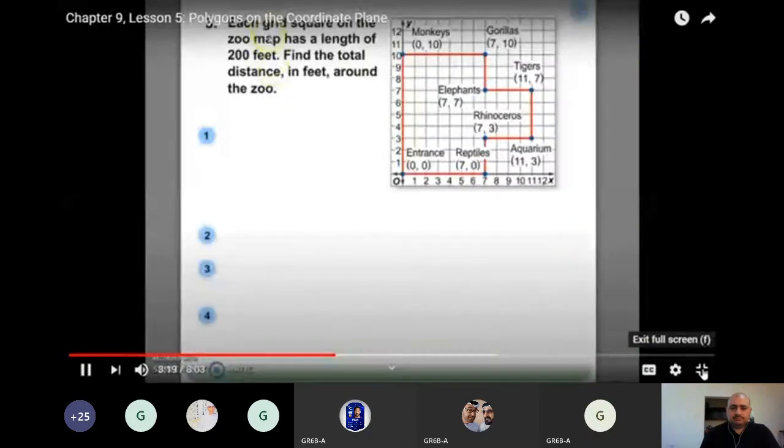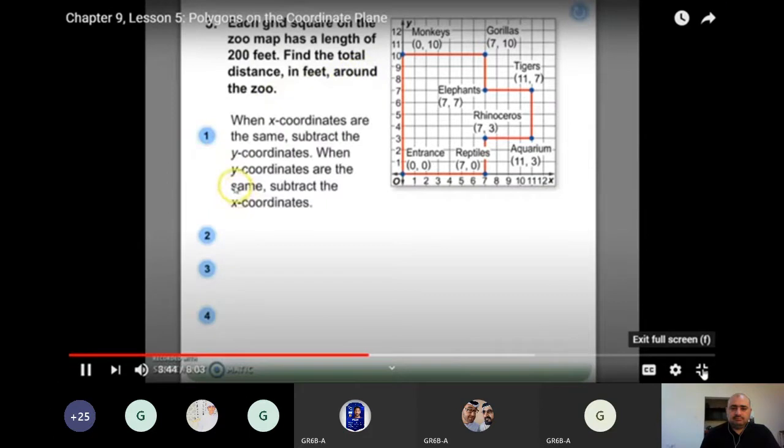Try this example here. Here we have a larger grid with a larger composite figure. It looks like a series of rectangles, or if you were to chop it over here, a large rectangle and a square. The question says, each grid on the square has a length of 200 feet. Let's find the total distance in feet around the zoo. Again, since it says around the zoo, we know they're talking about perimeter.